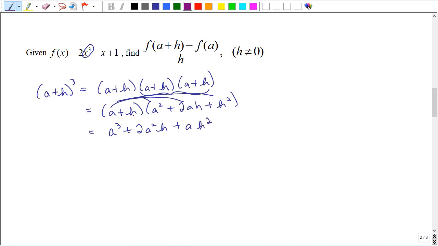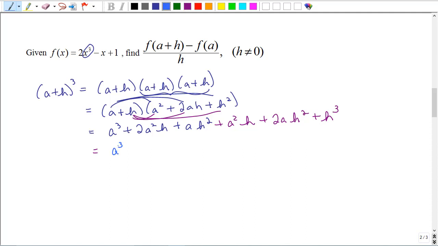Then I need to distribute my h to all of those. So I have, let's see, I'm just going to put in alphabetical order to help me keep up with it. So I have plus 2ah squared plus h cubed. Certainly there's some like terms somewhere in there.